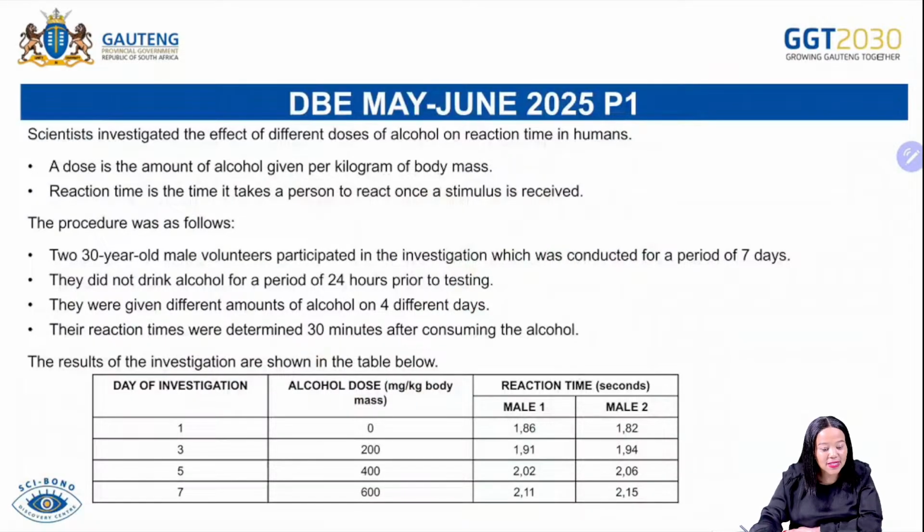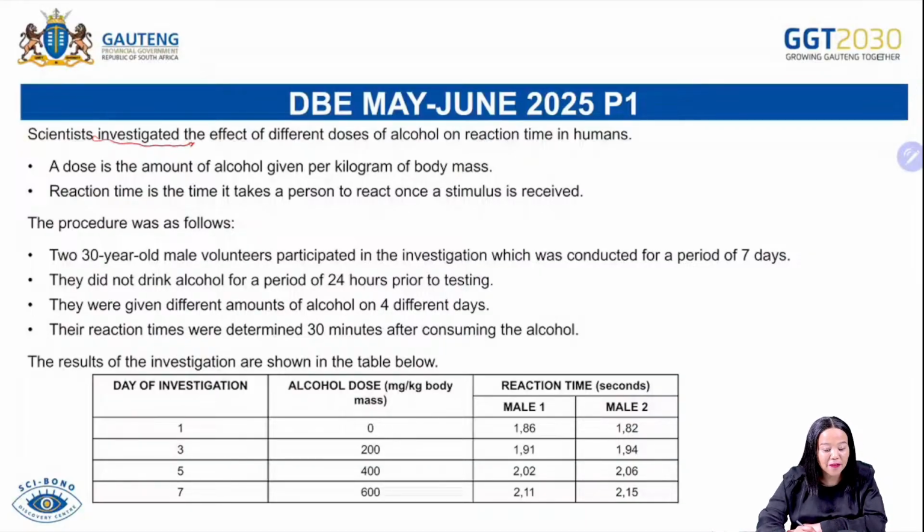Scientists investigated the effect of different doses of alcohol on reaction time in humans. Remember what I've said previously: the minute you see "to investigate", "to determine", "to find out", that is the aim of the investigation. And from the aim of the investigation, that's where you are going to get your independent variable and the dependent variable. So let's read through this investigative question.